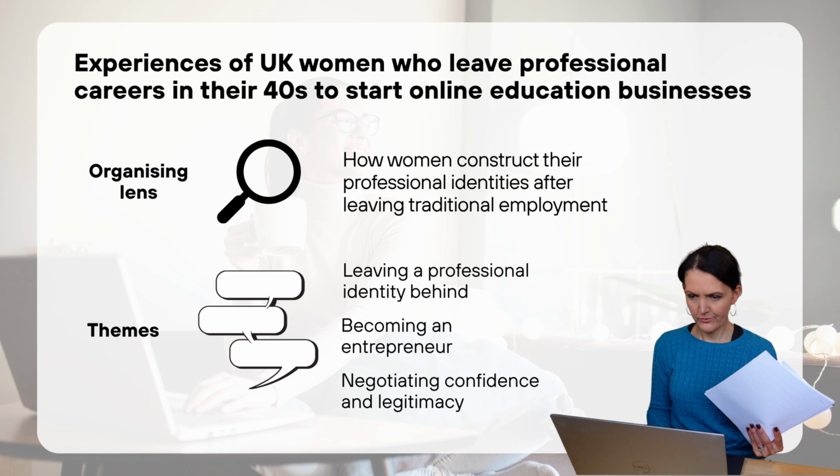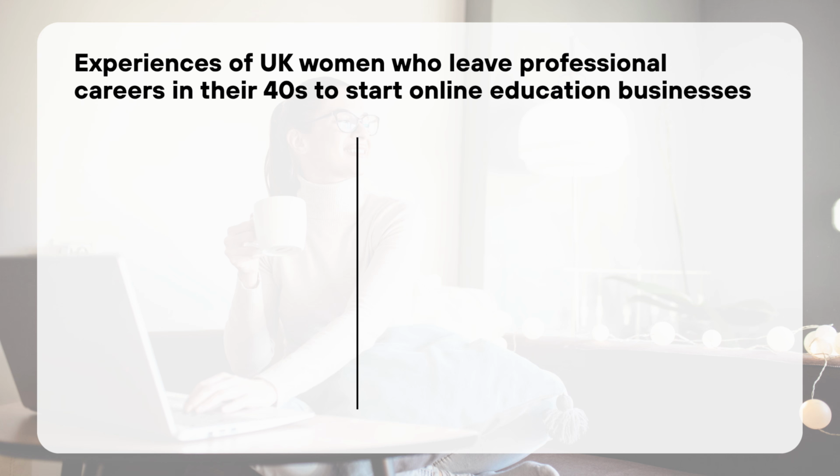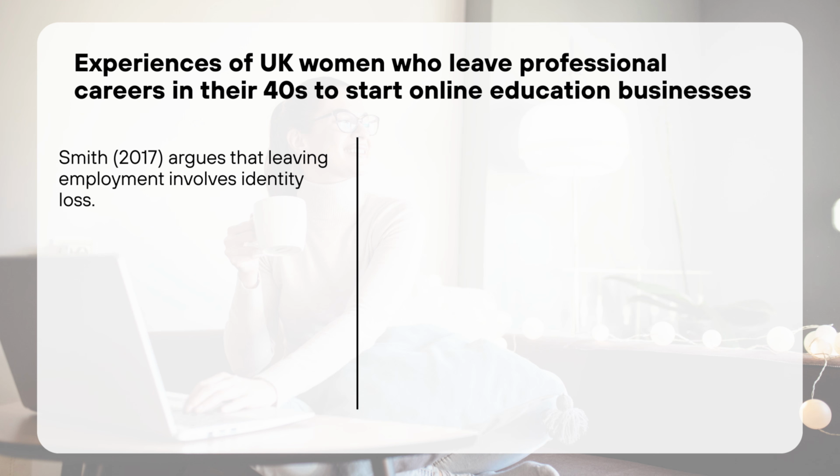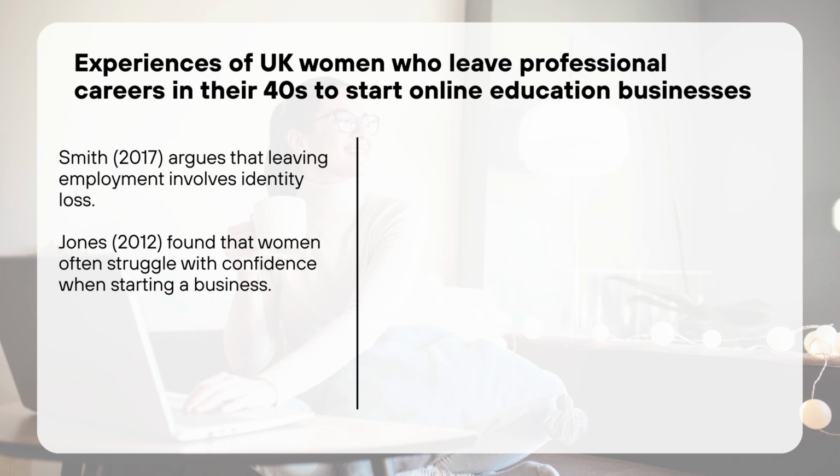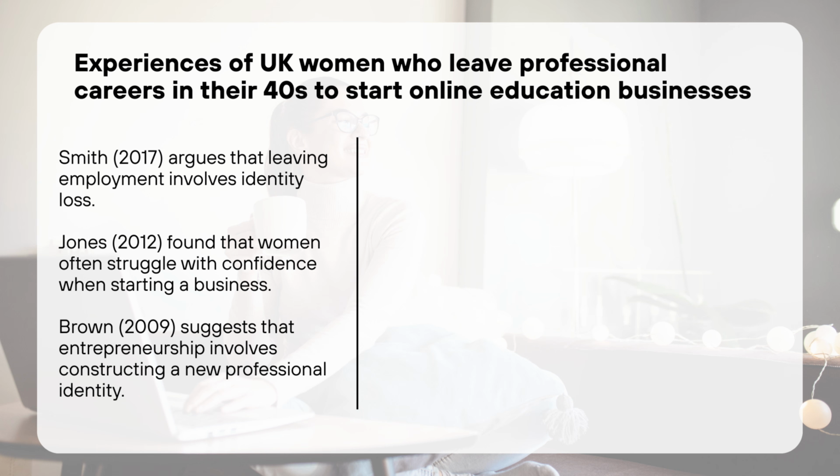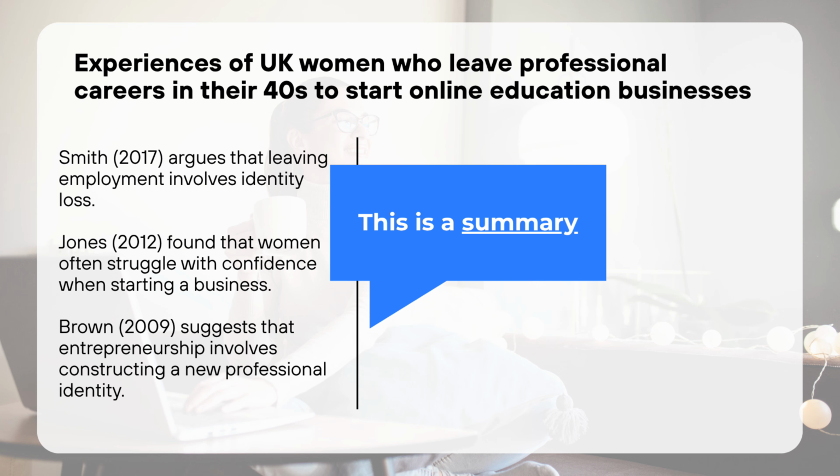Now, let's imagine I start writing, and I might write something like this. Smith argues that leaving employment involves identity loss. Jones found that women often struggle with confidence when starting a business. Brown suggests that entrepreneurship involves constructing a new professional identity. Now, technically, there's nothing wrong with those sentences, but they're not really talking to one another. They're simply standing politely in a queue, one after another. And that is summary. The literature review isn't asking you to introduce every paper individually.